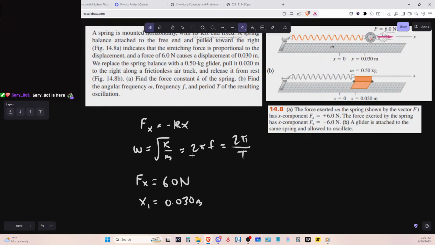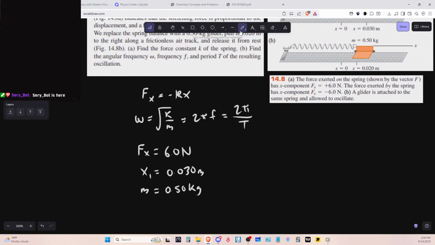So we have, let's see, we replace the spring with, okay, so now we have a mass. That's gonna be in the second part of the problem, and that's pulled by, we'll call that x2, because that's the second part, 0.020 meters along a frictionless track, which helps us. Okay, this seems like a pretty standard problem. Okay, so now we gotta figure out what k is.